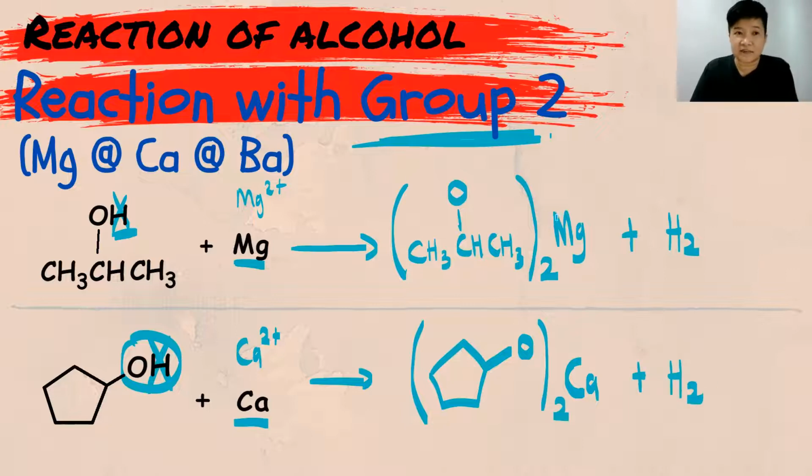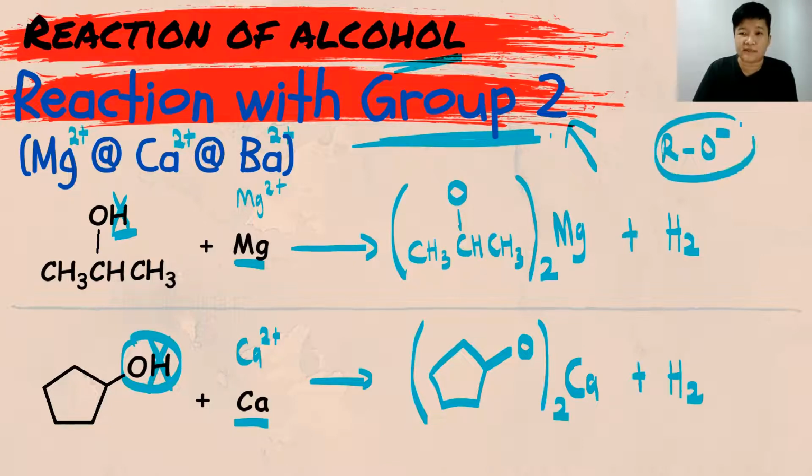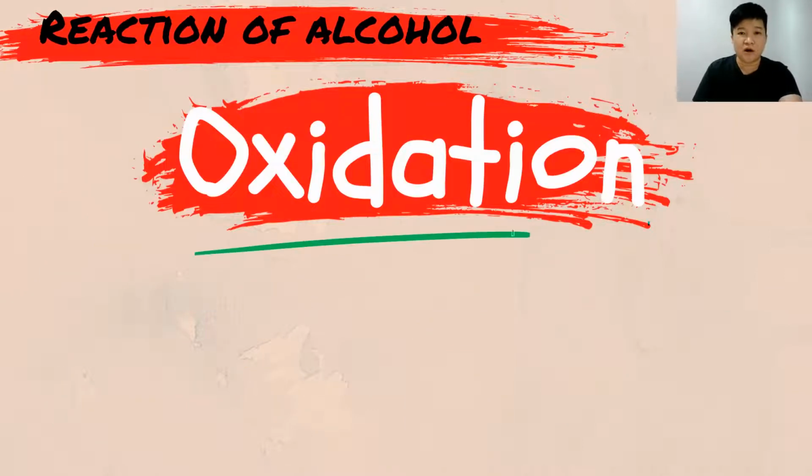And that is the difference between the reaction of alcohol with your group 1 metal and your group 2 metal, only because your group 2 metal will give you Mg2 plus, Ca2 plus, and Ba2 plus, but oxygen will only give you RO minus. Okay? Simple? Easy. Let's move on to the next reaction.